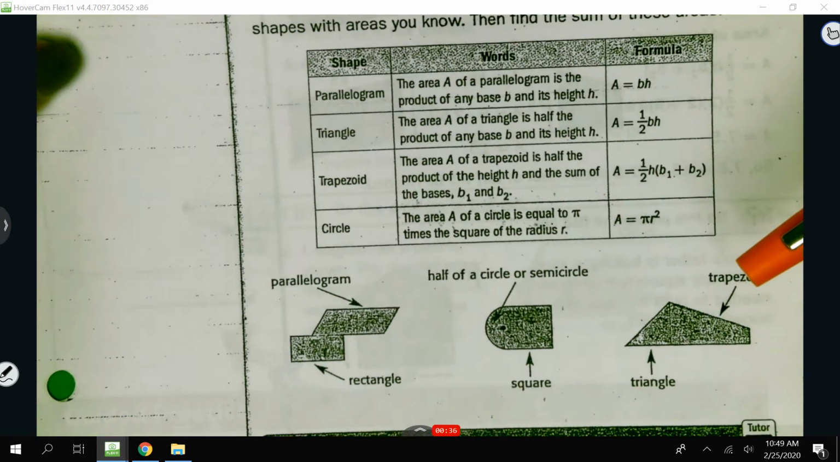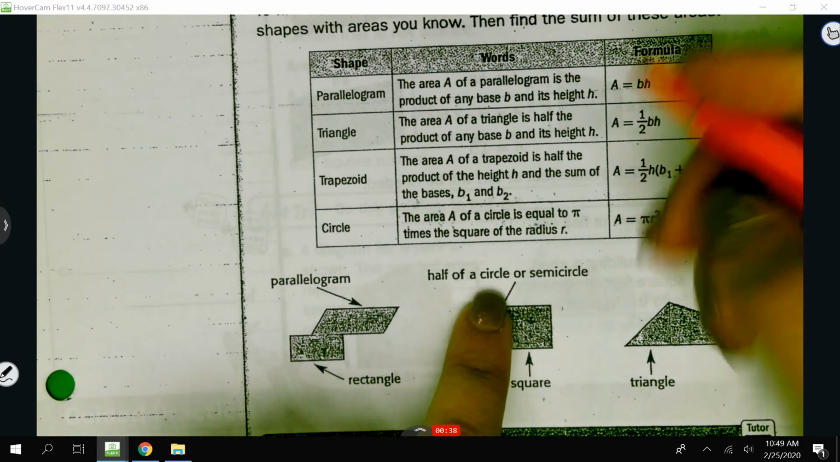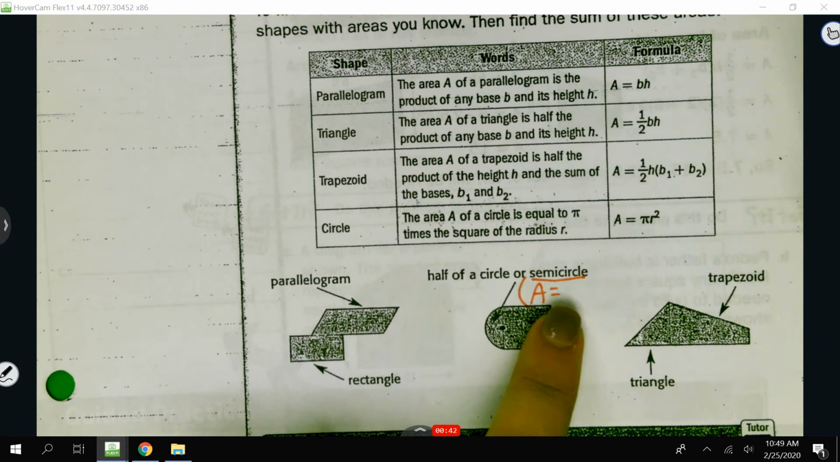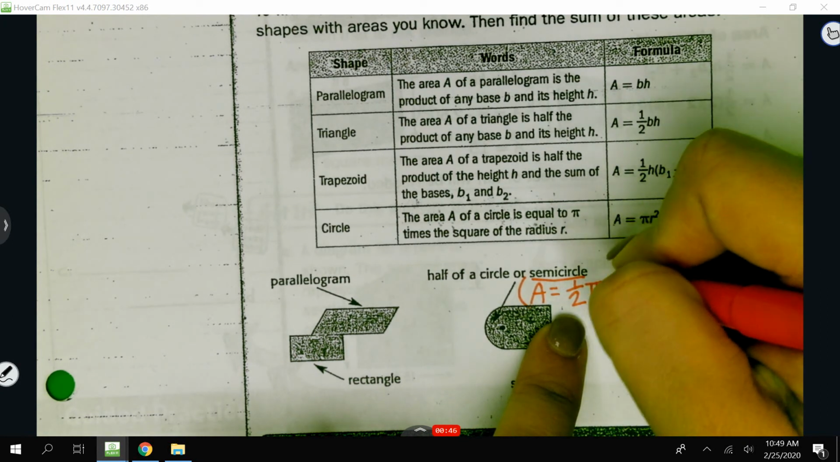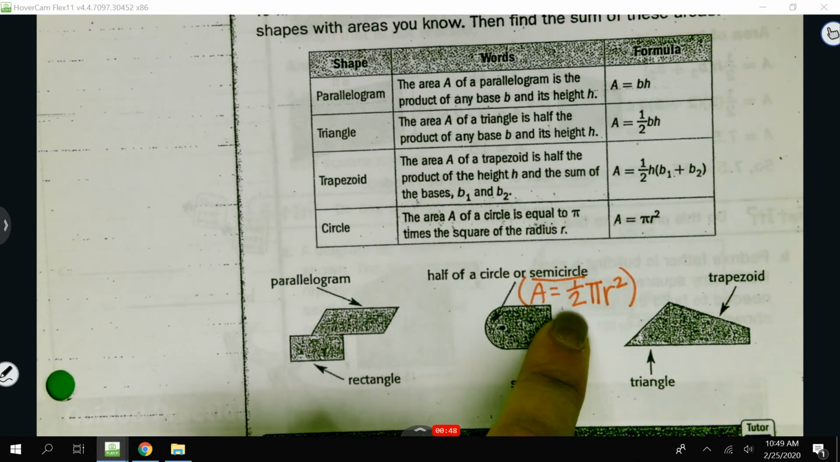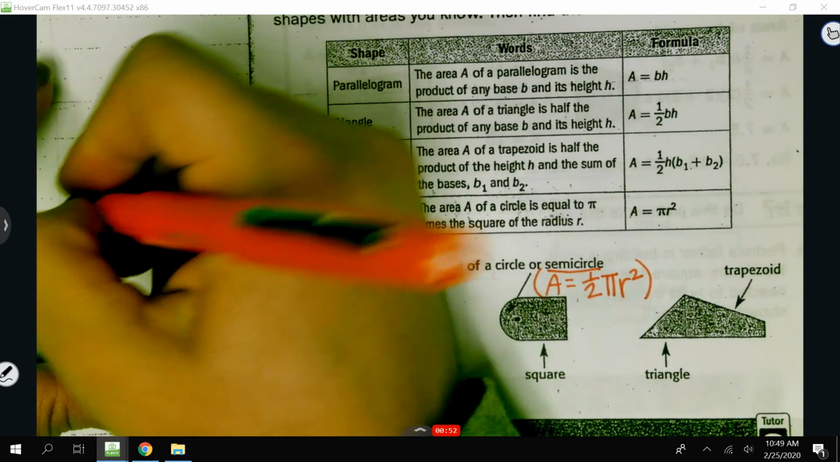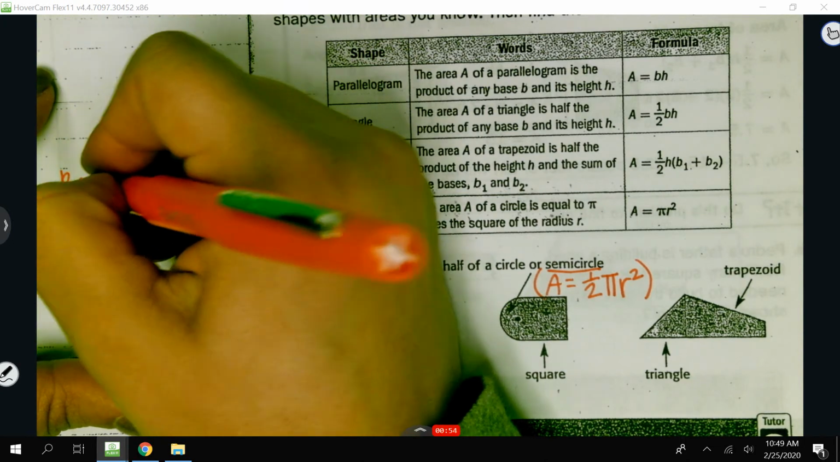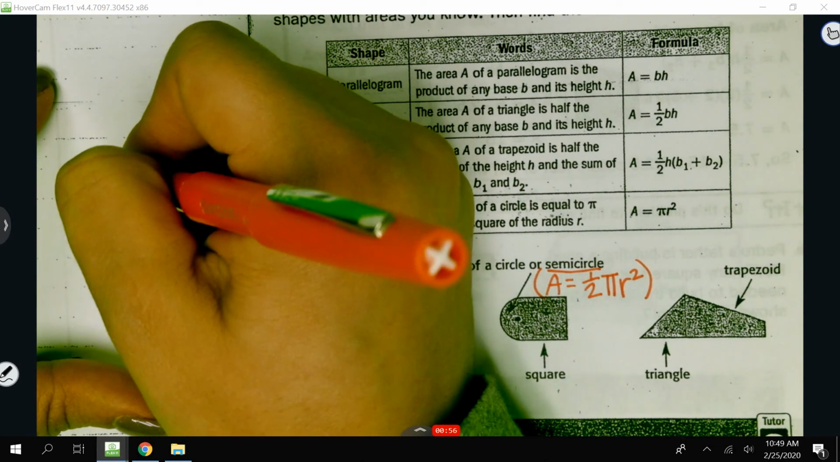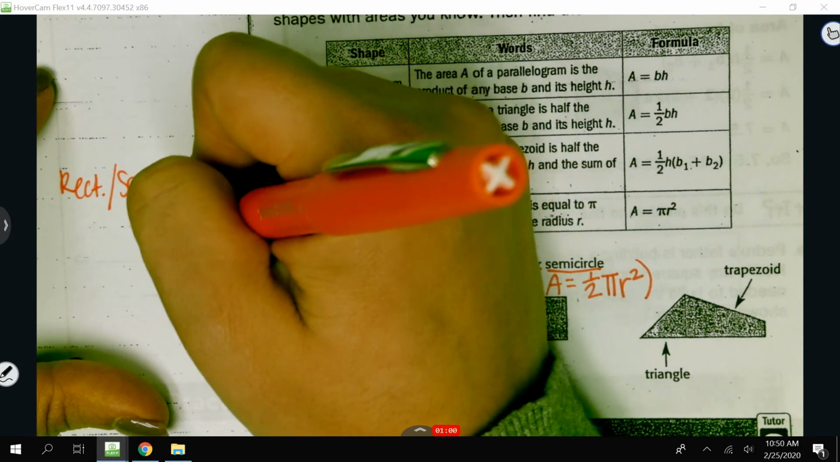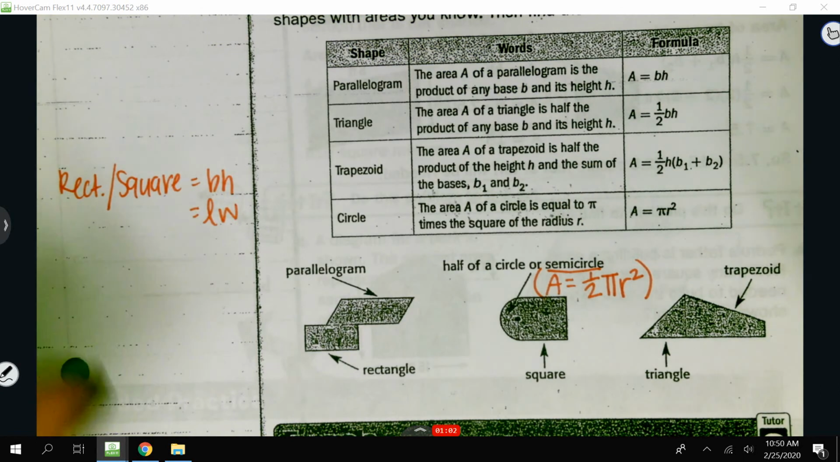What about the area of a semicircle? Do you remember what that is? What's that formula? 1/2 of pi r squared. And then we should all know our formula for a rectangle or a square. What is that? Base times height or length times width. Either one. Okay. So if you need to write those down, you can.